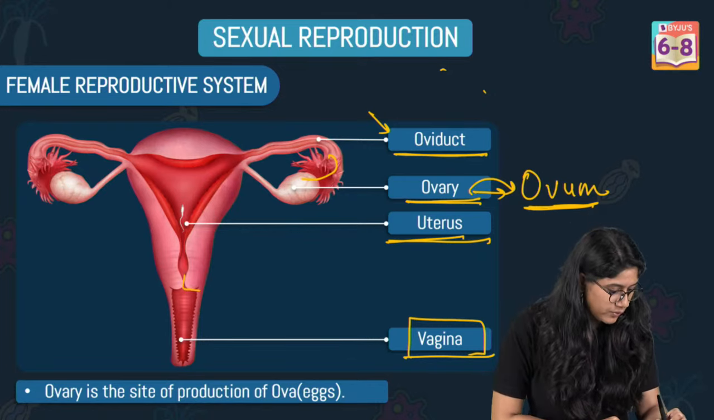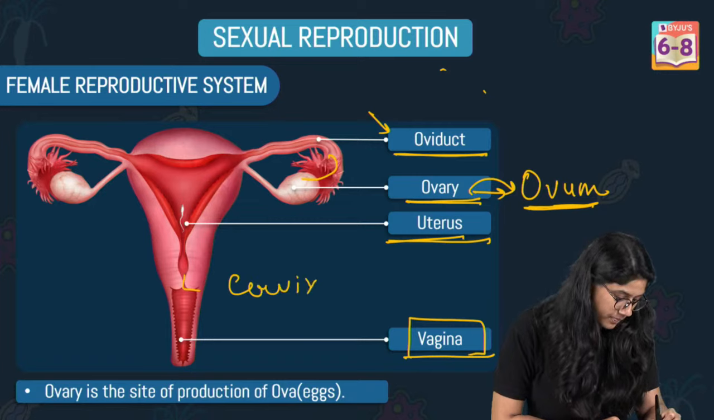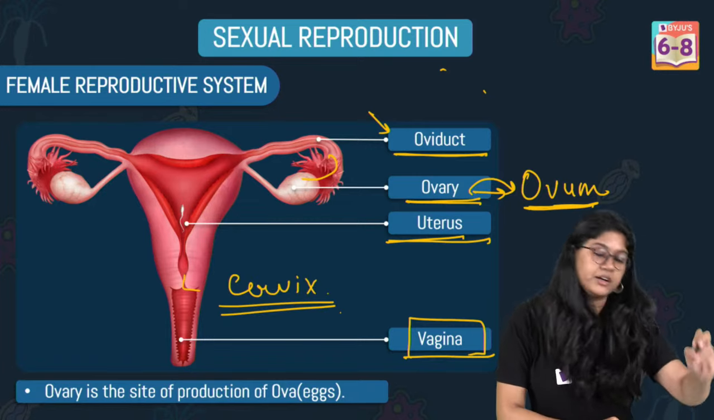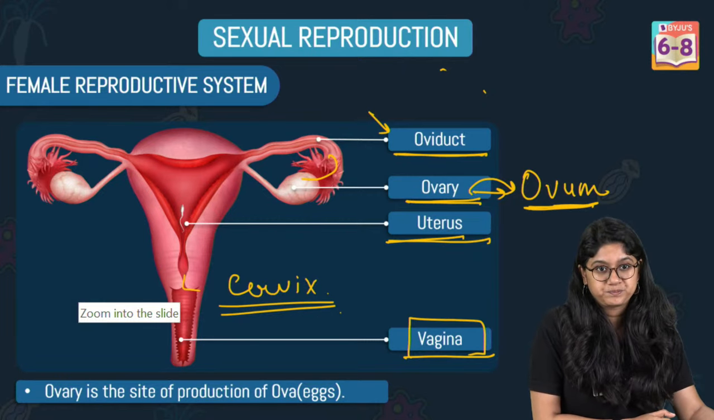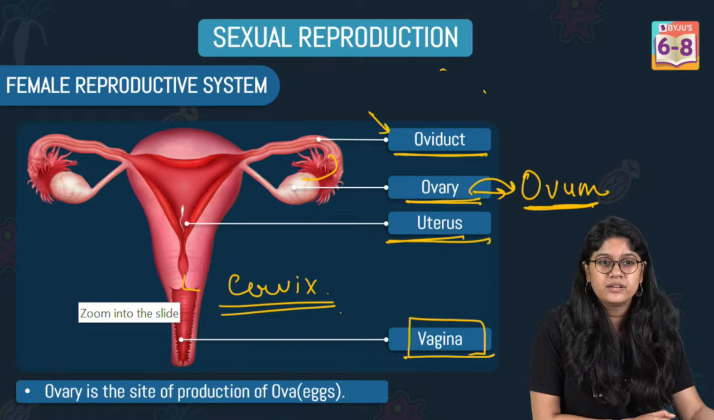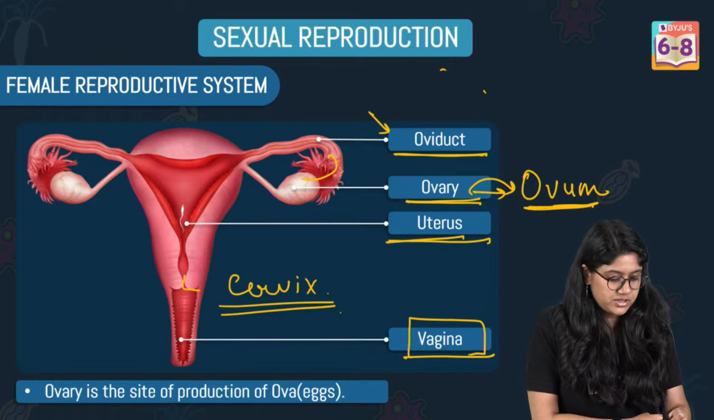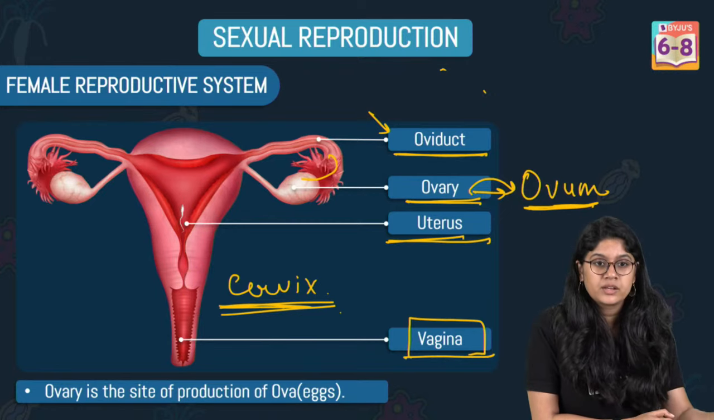There's one more part over here, which is called the cervix. It will allow the sperms to enter into the female reproductive system. Are we clear, everyone? Cervix is over here. Clear? So, ma'am, the primary organ of the female reproductive system? Yes, Shraddha. It's the ovary.